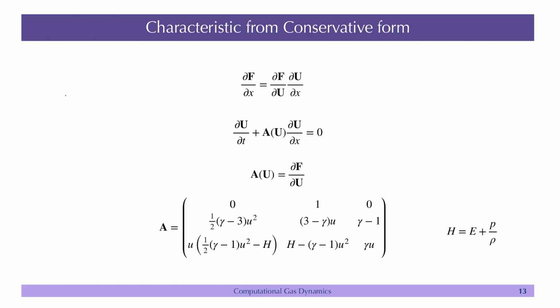Now, I will just briefly show how you can get the same thing using the characteristic form. We had skipped it earlier saying that it is complicated, but I am just showing you for your reference. You can probably go back and do the math. So, our purpose is basically del u by del t plus a del u by del x equal to 0, where a is equal to dF by du. So, how do you get this dF by du? Let me just show you. I have written the final expression here, but how do you get it?